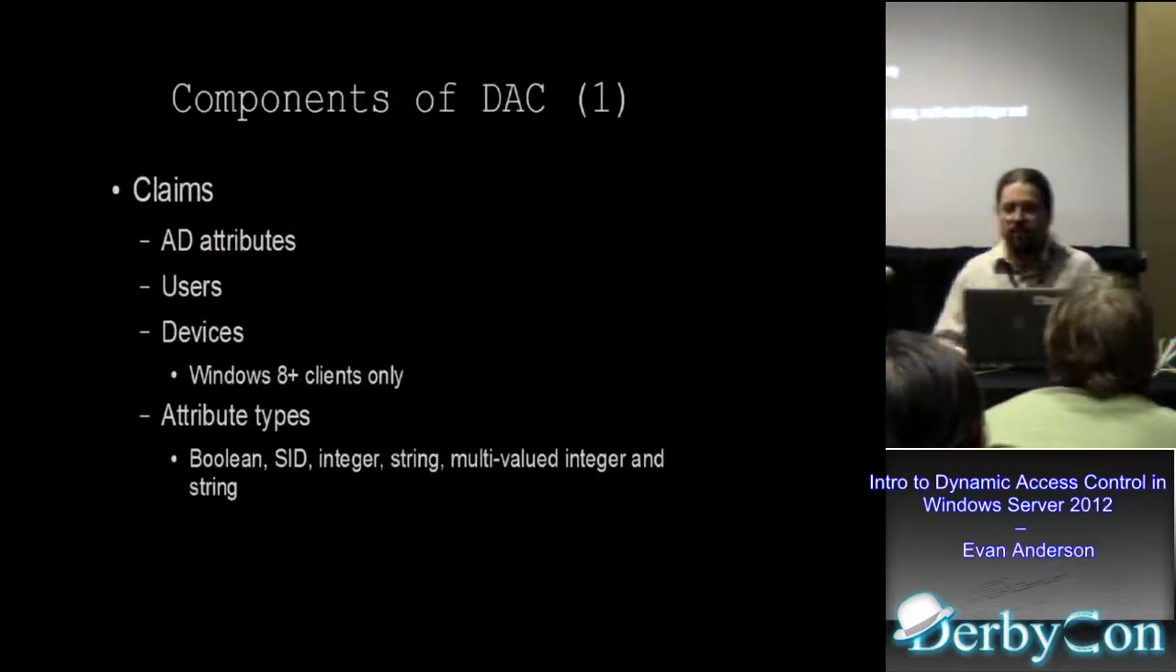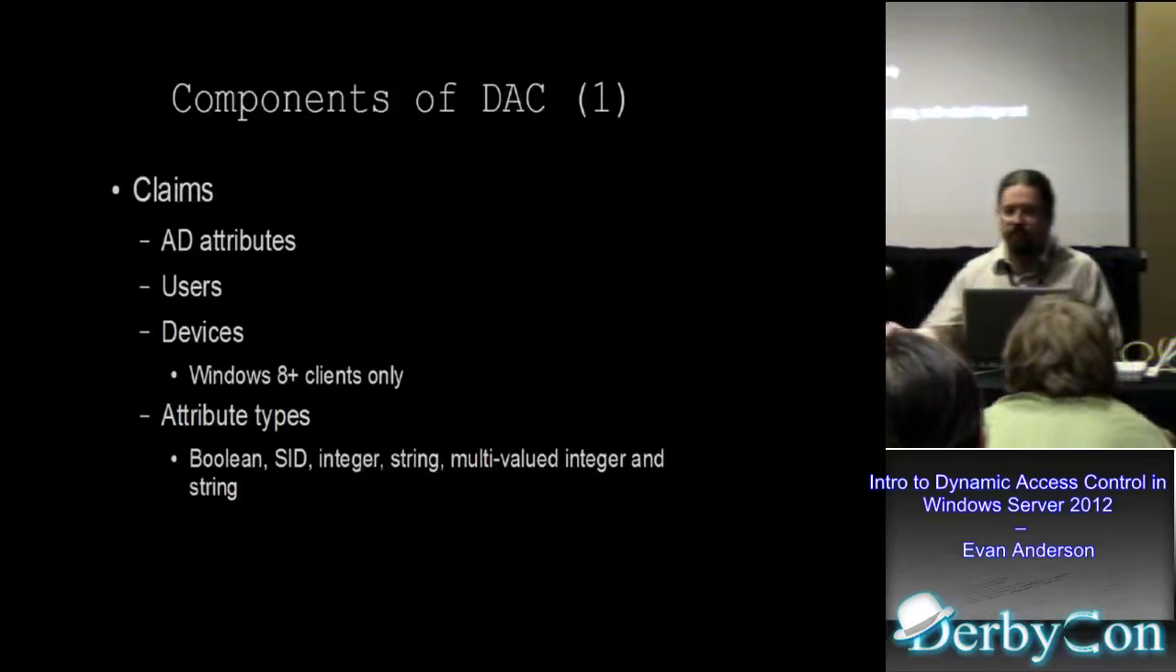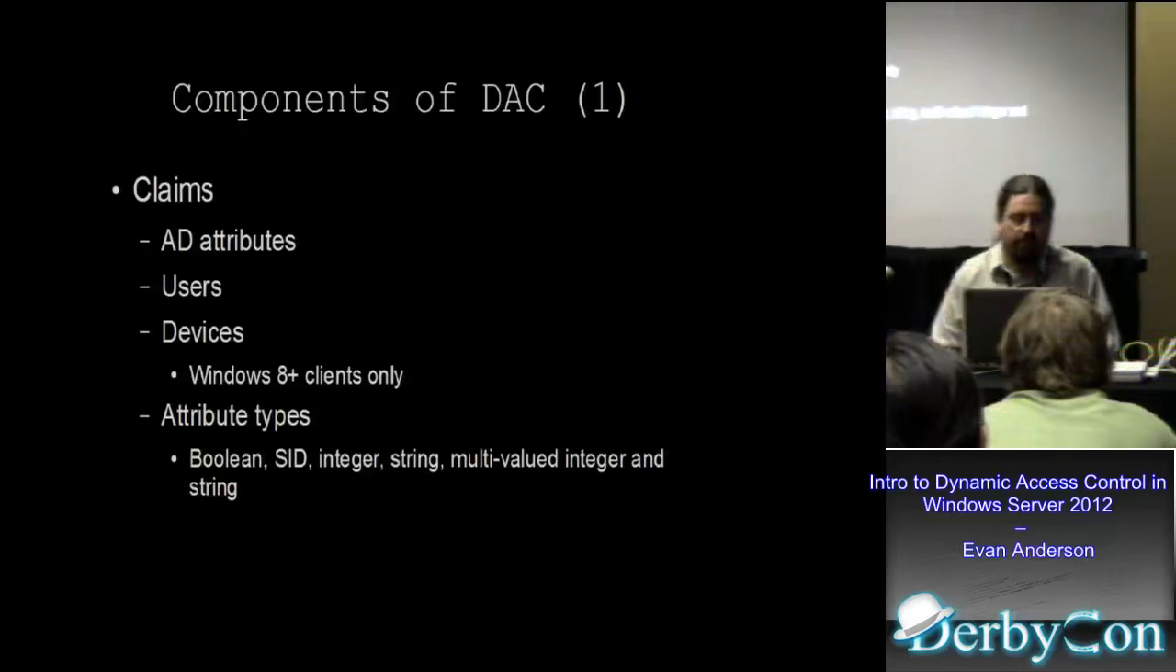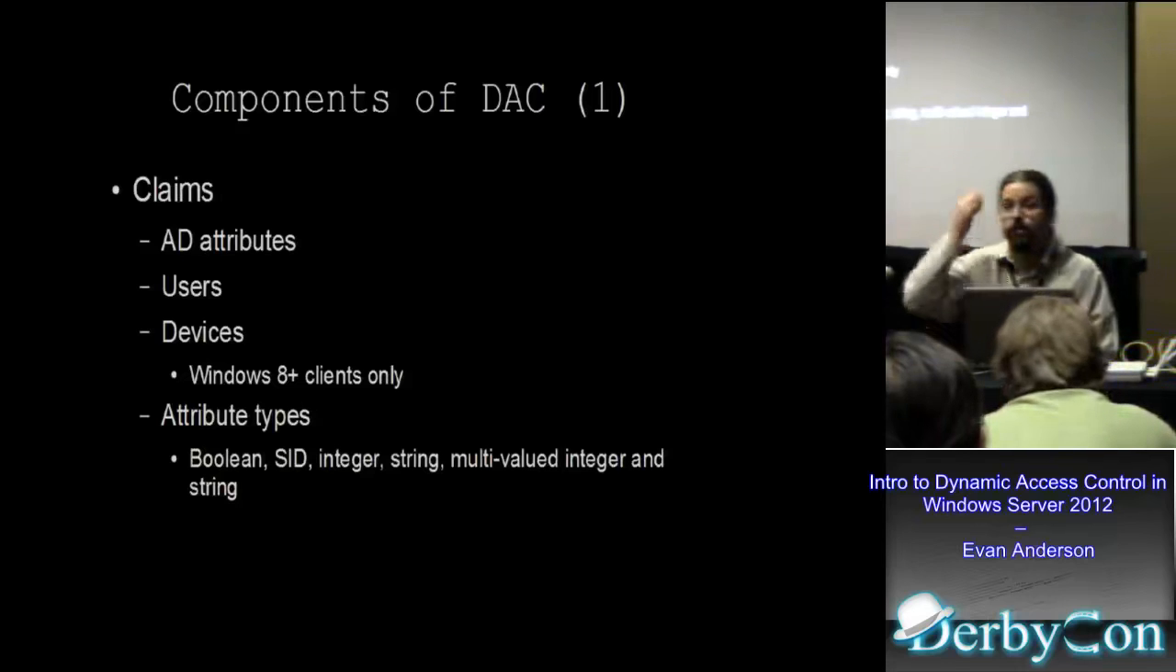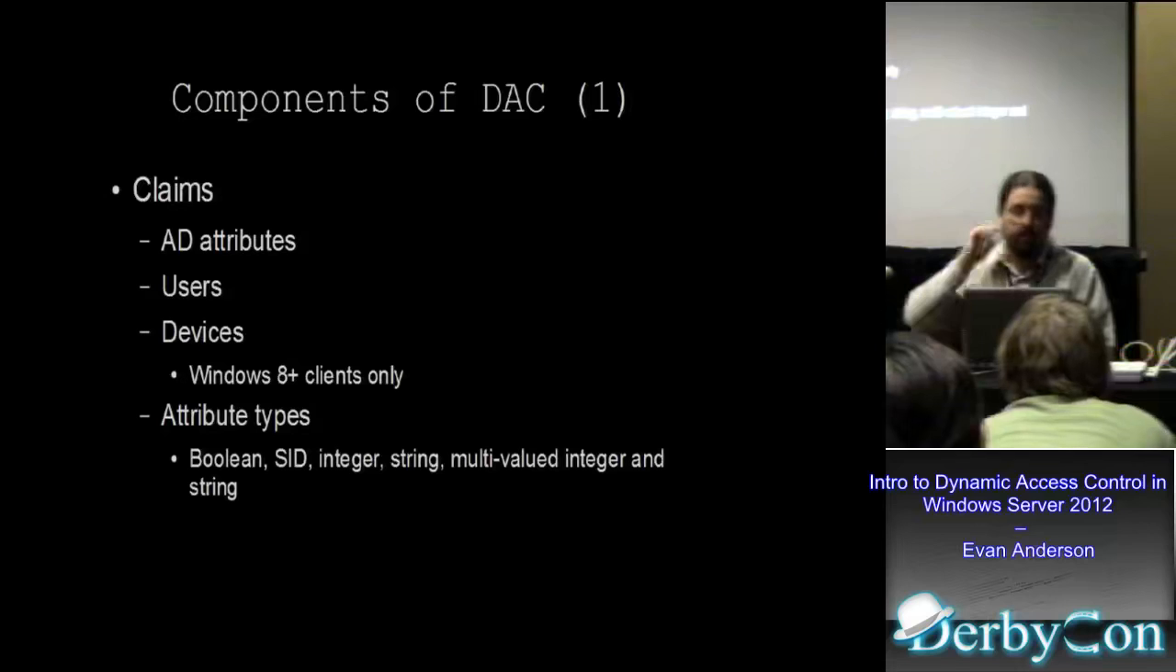So what are the pieces and parts? DAC is composed of three basic sets of pieces here. The first are claims. This is taking AD attributes of users or devices and pushing them out to file server computers so they can make the decisions. So a user's department attribute, which is the classic one that gets used in all the examples, that attribute can be made into a department claim. You're defining this in the AD administration tools on a Windows Server 2012 or Windows 8 client.